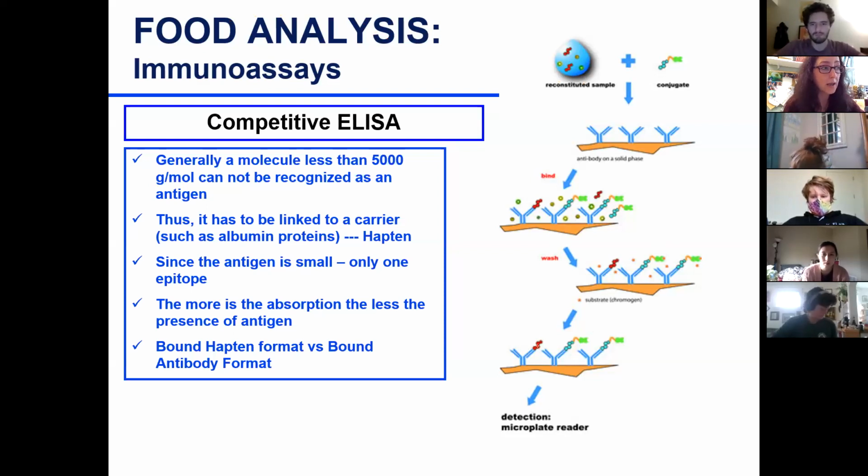The more antigen I have in the sample, the less labeled antigen will bind. If I have less labeled antigen binding, I will get less conversion of substrate to product by the enzyme, and therefore less absorption. So the lower the absorption, the higher the antigen in my sample. The higher the absorption, the less antigen in the sample and more of the standard labeled antigen with the enzyme bound to the antibody.